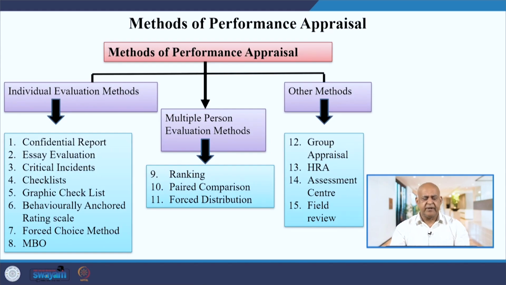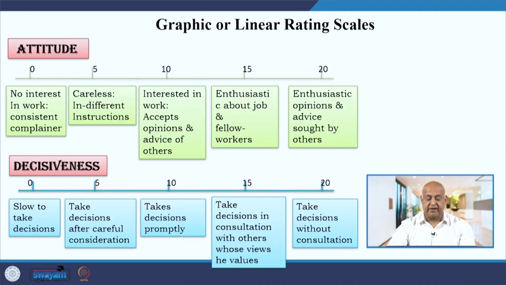Now, there are different methods of performance appraisal: the confidential report, CR, then the essay evaluation, critical incidents checklist, graphic checklist, behaviorally anchored rating scale, forced choice methods and MBO. Multiple person evaluation methods are ranking, paired comparison, and forced distribution, and other general methods are group appraisal, HR assessment center and field review.